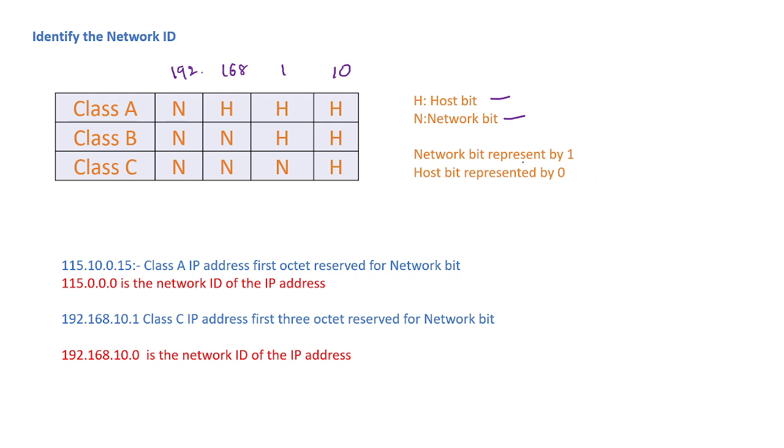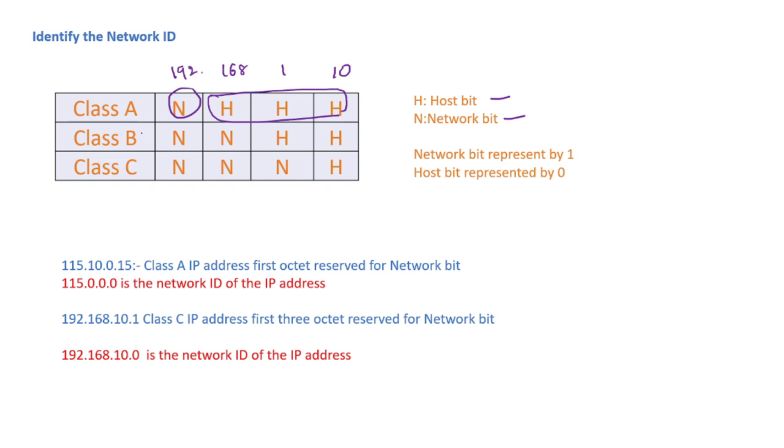Now, considering this understanding, you see here in class A, I have mentioned the first octet as N and the remaining octets as H, H, H. Means you can use this octet, this octet, this octet. Out of 32 bits, you can use 24 bits for the host and only 8 bits for the network. Means if you need more computers and fewer networks, then you should always go with class A addresses.